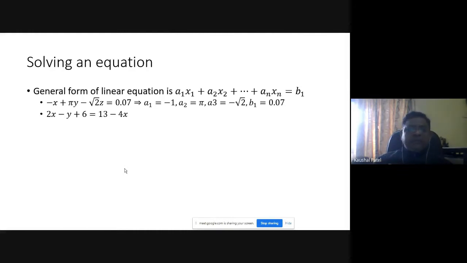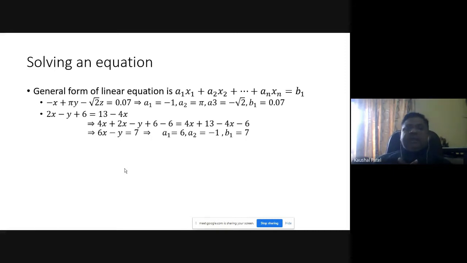Suppose we go with this one: 2x minus y plus 6 is equal to 13 minus 4x. Then we can rearrange it, and finally we get 6x minus y is equal to 7, and we can say that a1 is equal to 6, a2 is equal to minus 1, and b1 equal to 7. Then we can say that it is linear.